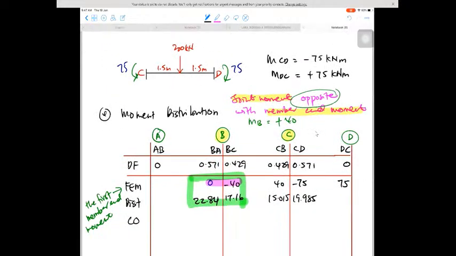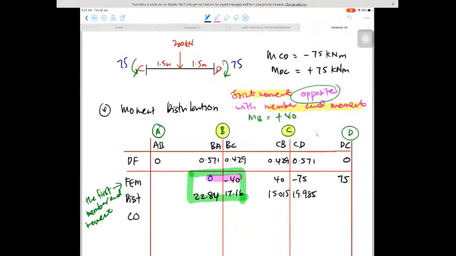In step number 4, we are going to determine the member end moments, meaning the internal moments in this beam. How many member end moments? There are 6. We will calculate MAB, MBA, MBC, MCB, MCD, and MDC. They are all 6 end moments. We call these member end moments or internal moments in this beam.